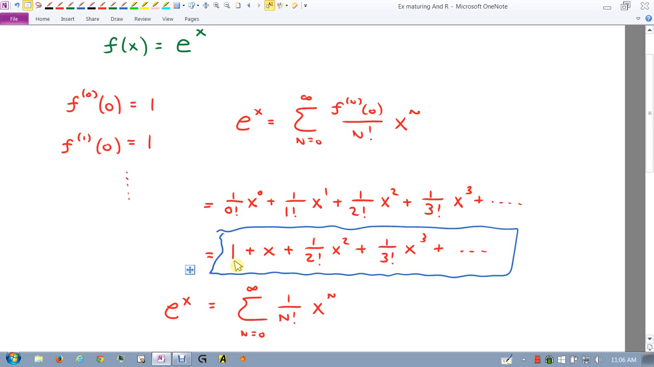So what's the derivative of 1? 0. What's the derivative of x? 1. I'm going to write that down here, 1. What's the derivative of this? So 2 comes out, cancels out, and you just get x, don't you? The next one, the 3 comes out, cancels the 3 on the bottom. What's still on the bottom? 1 times 2, which is 2 factorial, and then x to the second.